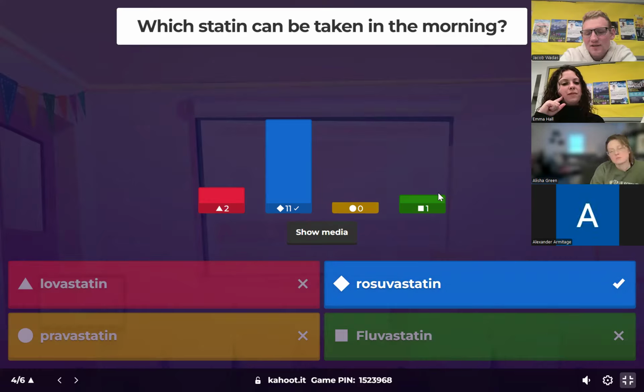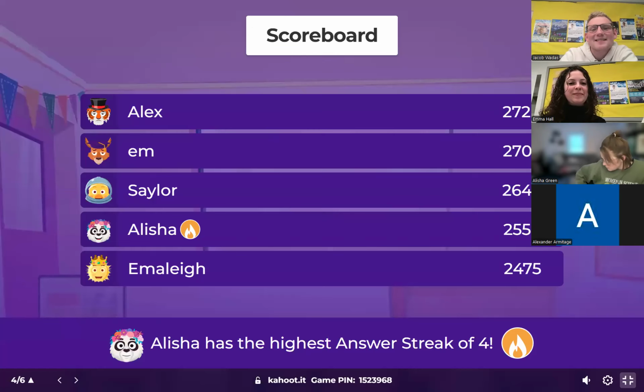What time would you dose the other statins if they're not using RAP? The evening. Yep, before bedtime. Nice. Excellent. Good job, guys. You guys know your stuff.